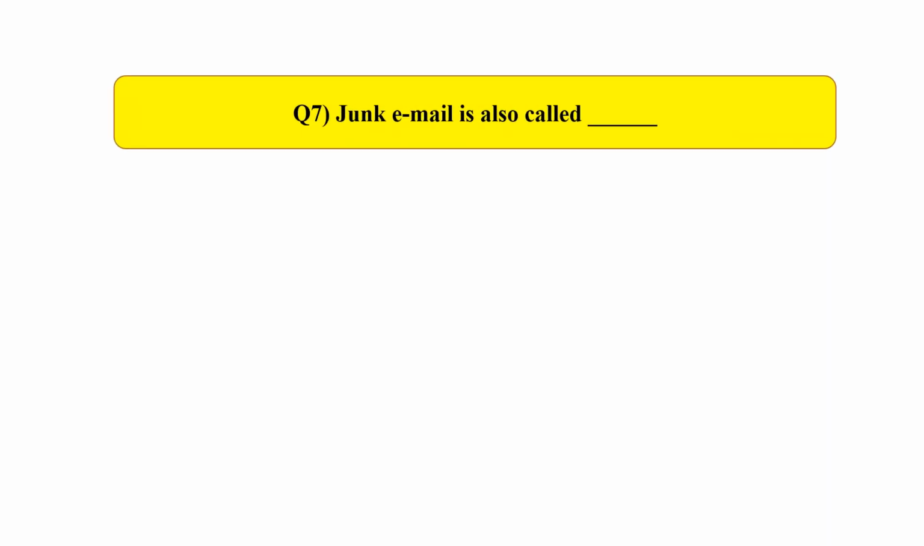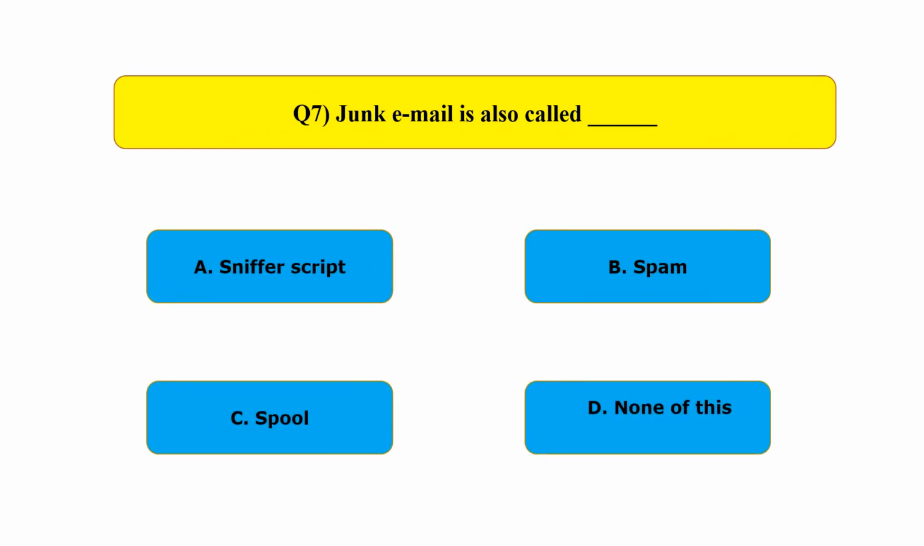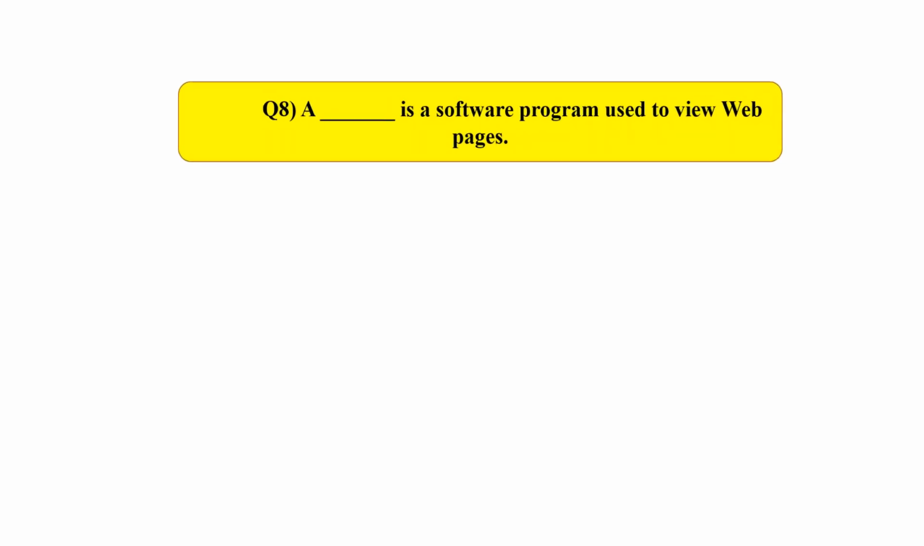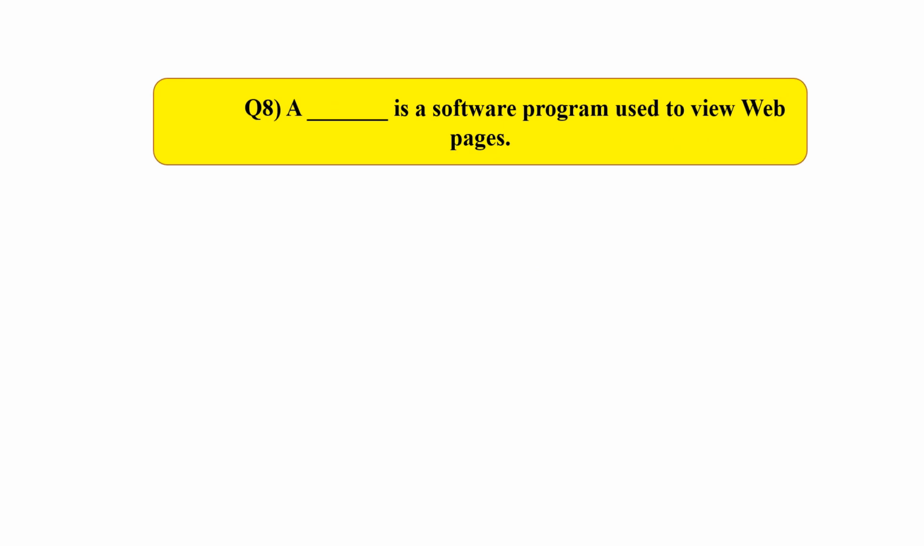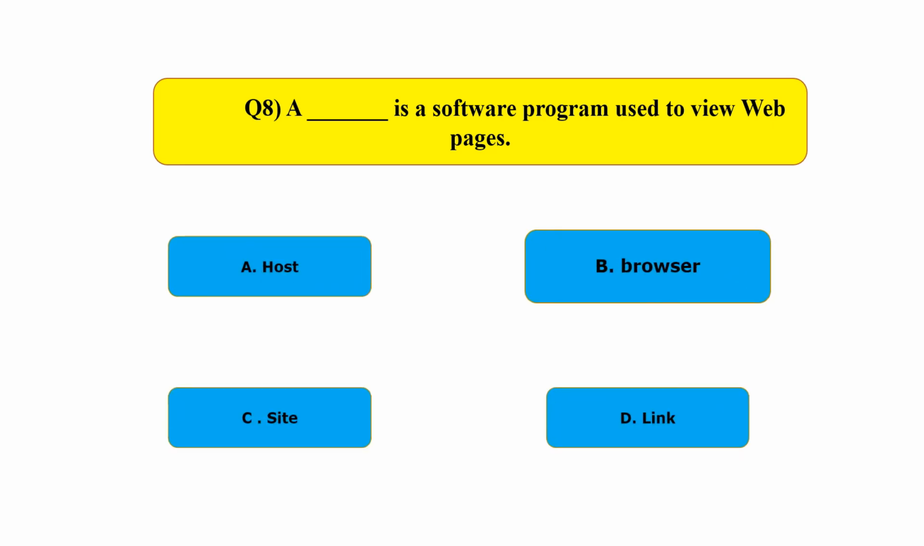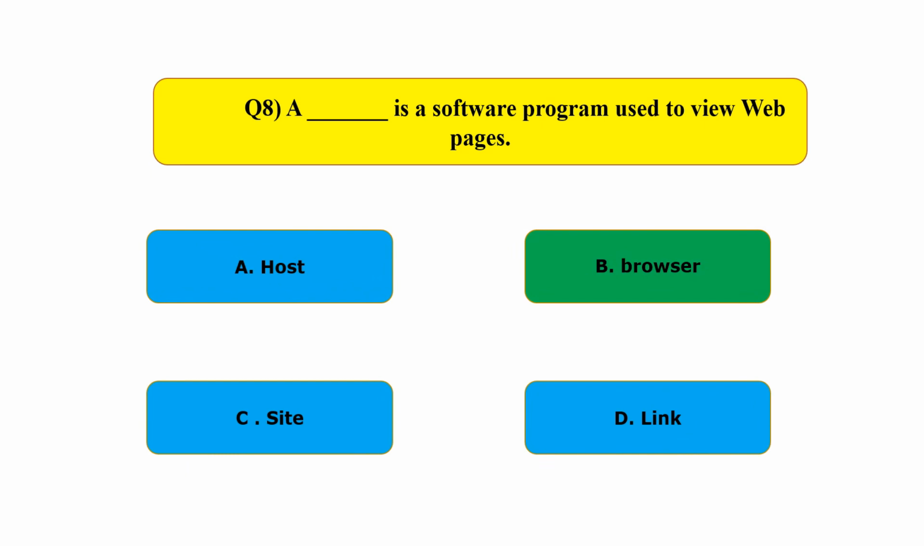Junk email is also called, answer B. Spam. A dash is a software program used to view web pages. Answer B. Browser.